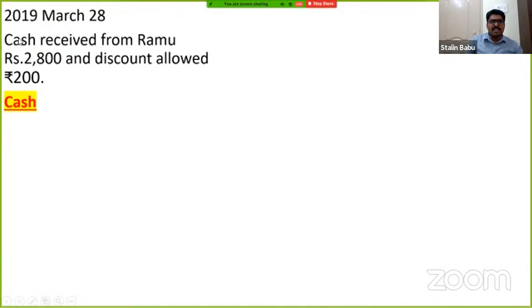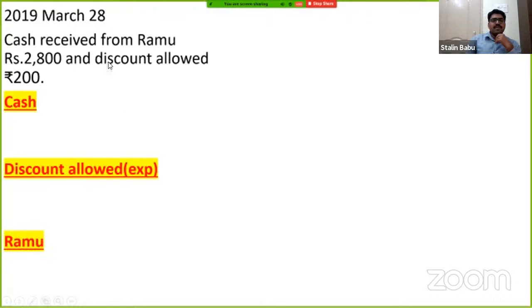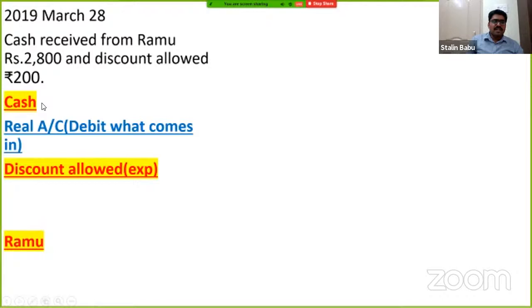What is coming into the business? Cash. Cash account, discount allowed account, and Ramu account. Here also three accounts are involved. Cash comes under which account? Real account. According to this principle, debit what comes in. Here cash is coming into the business, so cash account is debited.